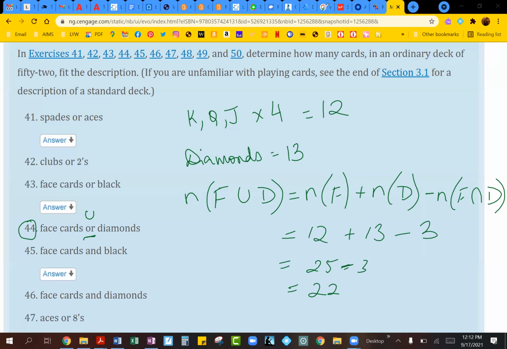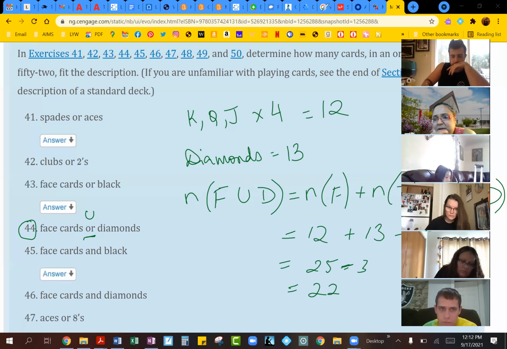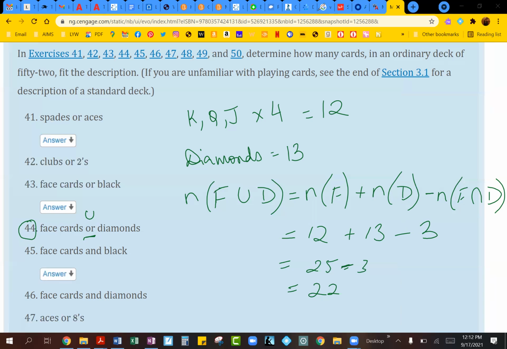So that should be a minus sign there. So does that make sense, guys, why we are subtracting that 3? Because again, if you think about the Venn diagram for this, and I'll do a very tiny one over here. So if we've got face cards and diamonds, in that little overlapping area is where you will have the king, jack, and the queen in there. So since those 3 cards will be part of both the face cards and the diamonds, you need to subtract that to get our total of 22 cards.